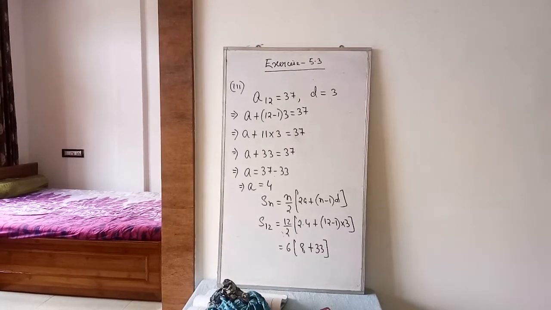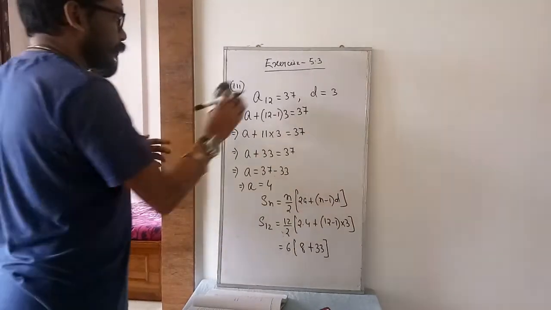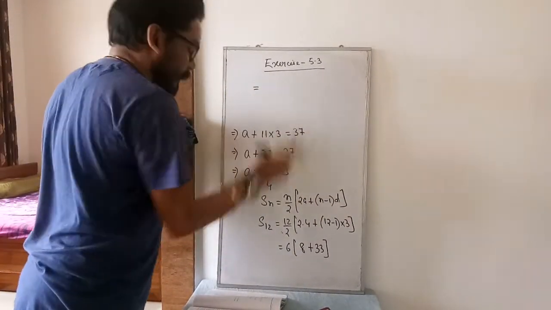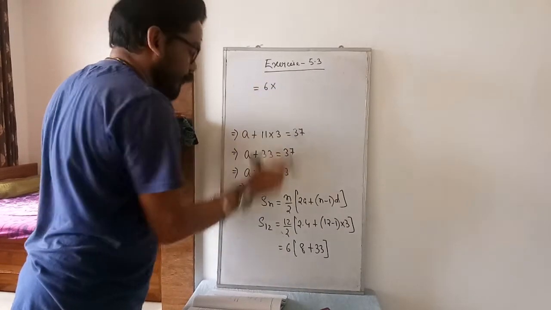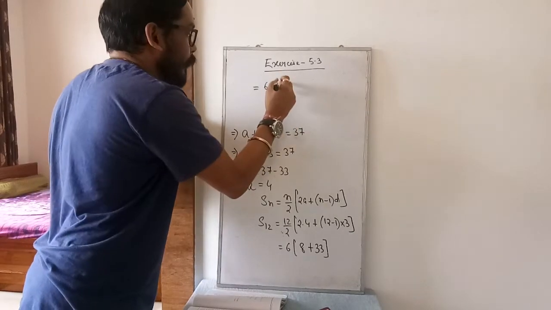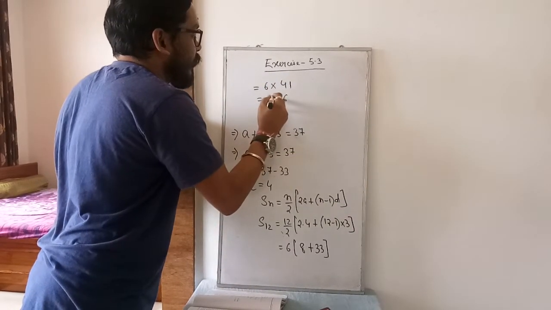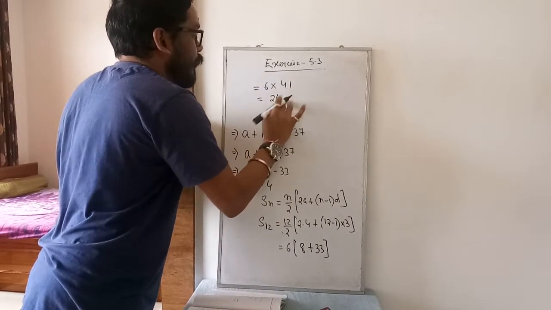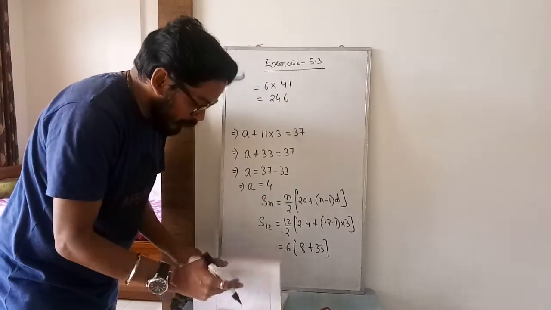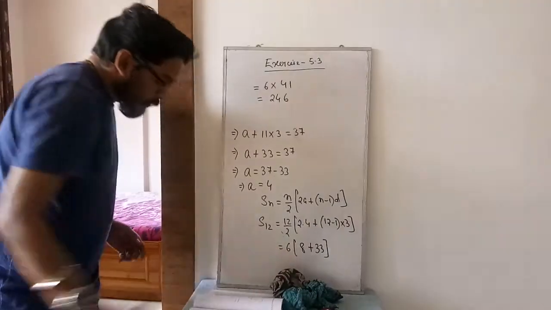Take the screenshot. So 8 plus 33. I will do the further calculation now. So here it is 6. 6 into, why into? Because between 6 and the bracket there is no sign. Into it is 41. So 6 1s are 6, 6 4s are 24. So it is 246. 246. Okay. Take the screenshot of this.